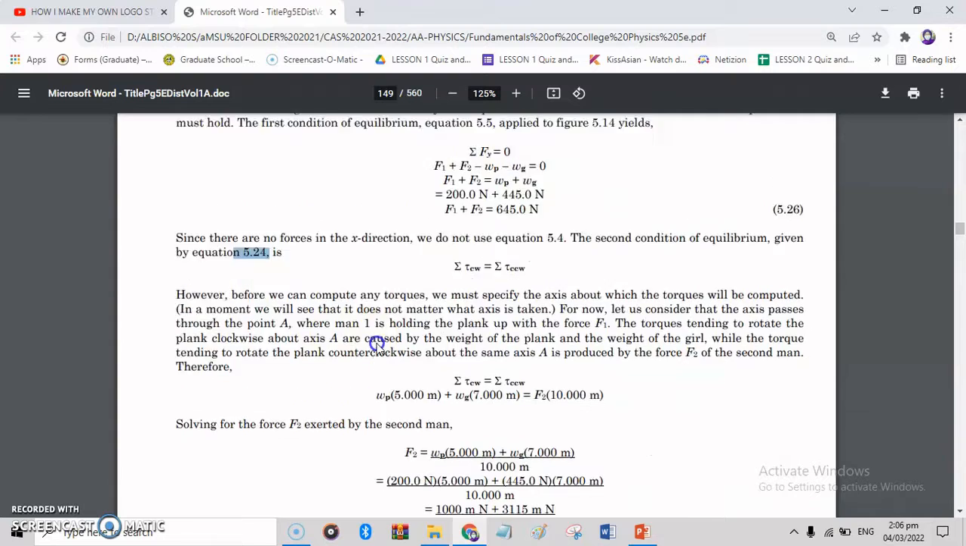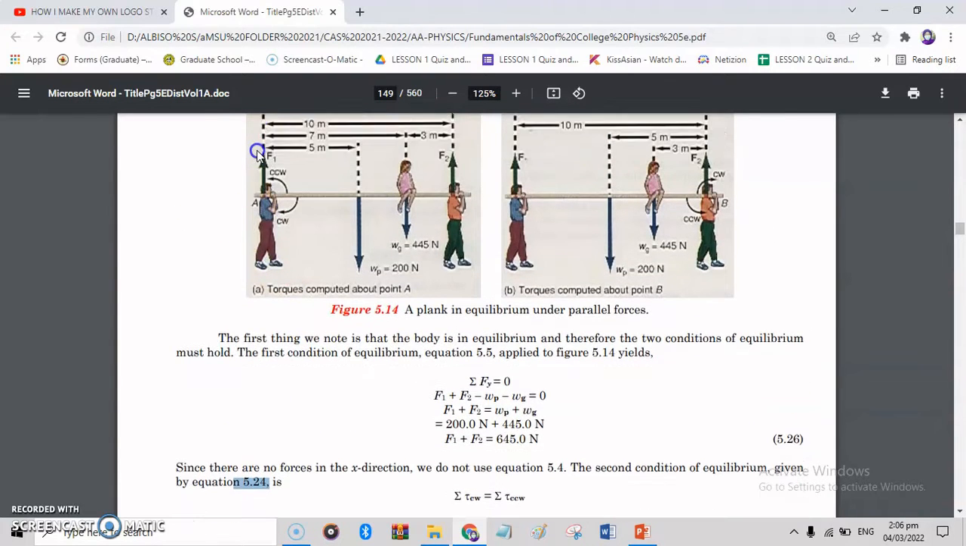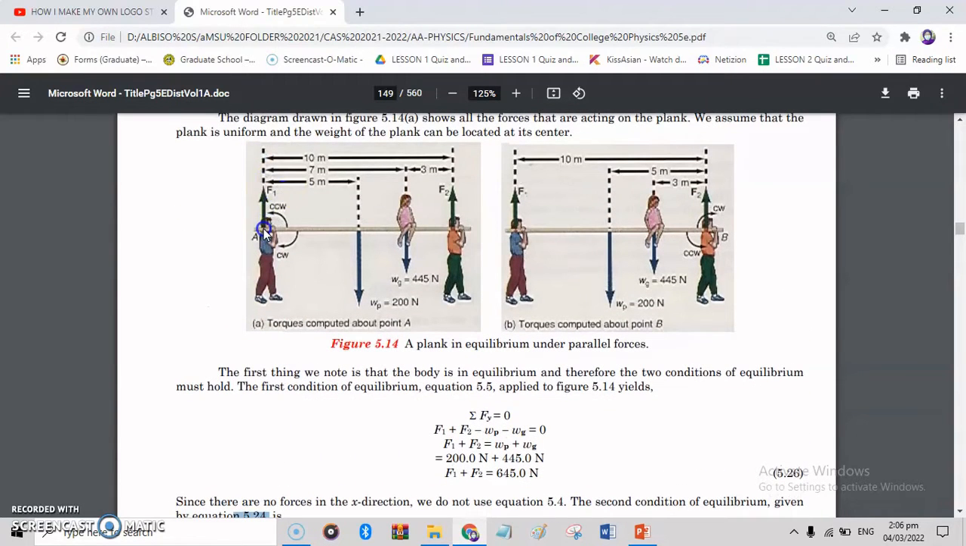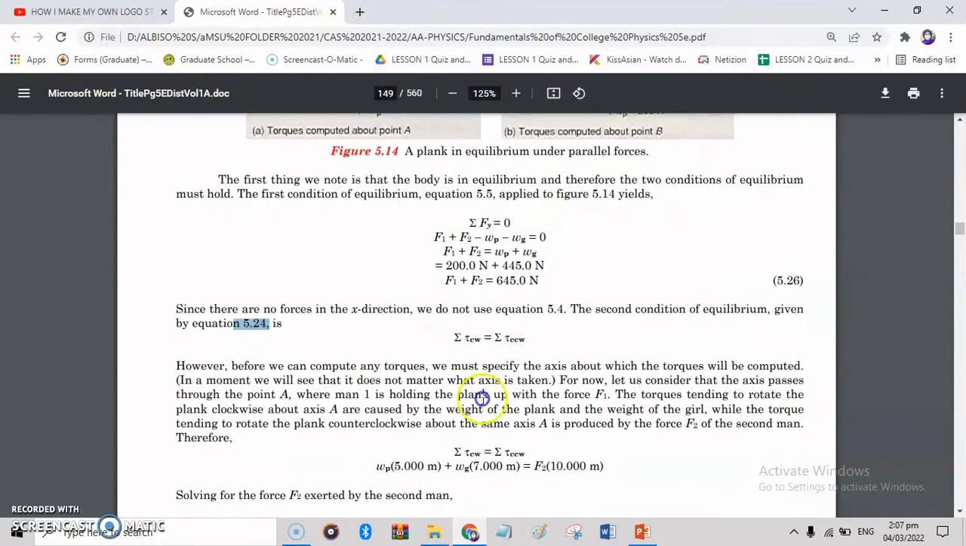So, since nasa point A tayo, di ba? Kapag 0 yung lever arm distance nung force, this means that F1 is also, the torque at F1 is 0. So, ang torque na mako-consider lang natin dito is yung away from that point, which is this one, and this one. So, the torque that is clockwise is WP and WG. Okay? So, WP and WG.